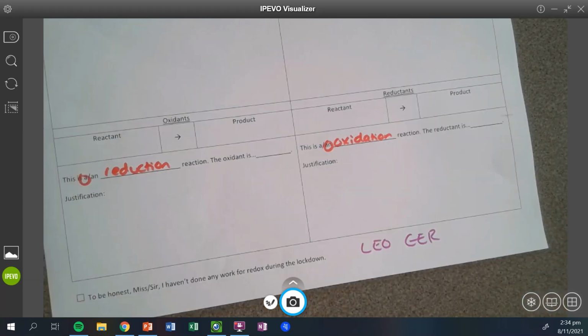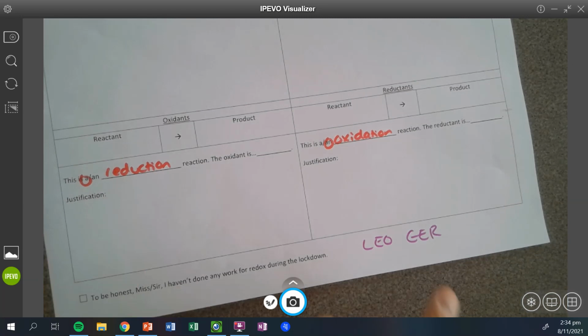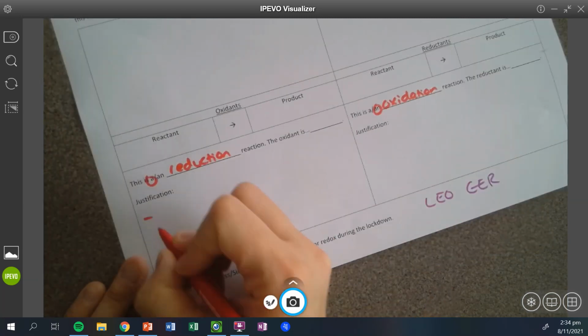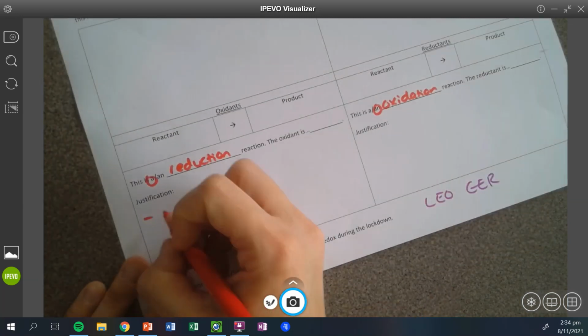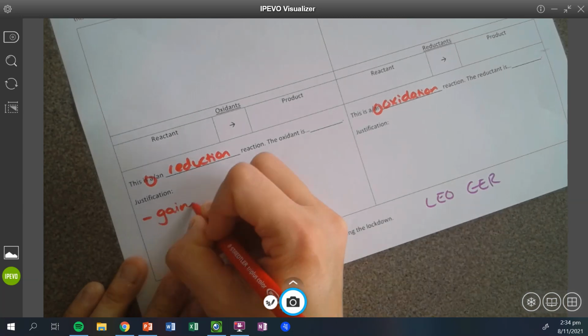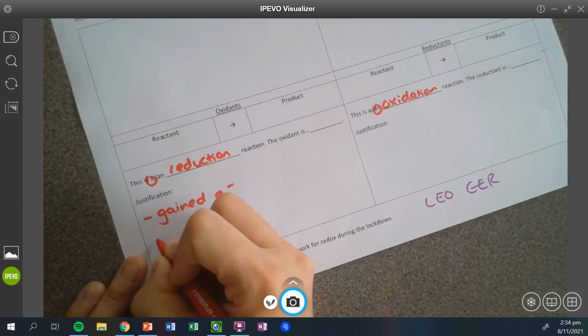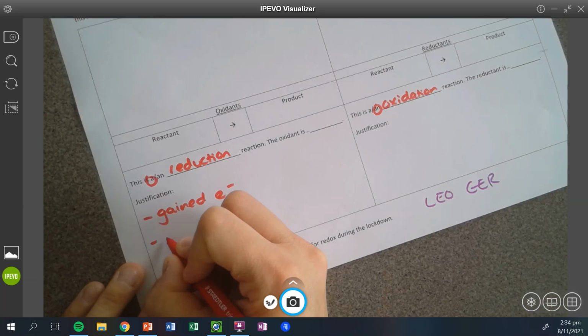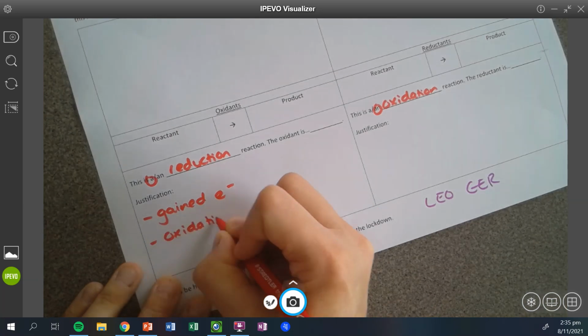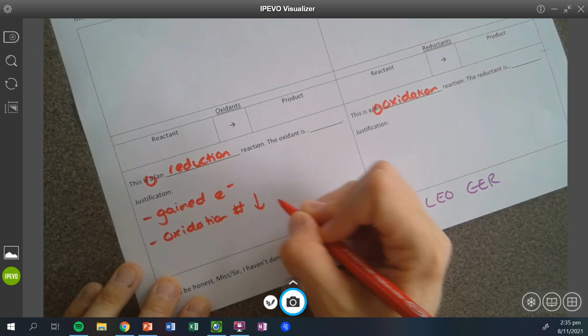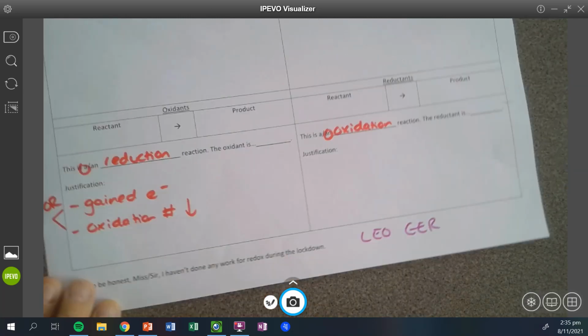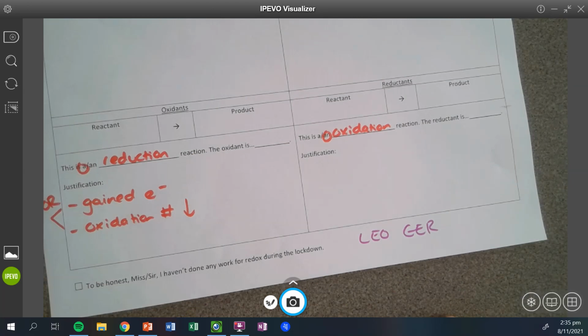So since this is the reduction reaction, there are two different ways I can define it. The first way is that it has gained electrons. Or I could say that the oxidation number has decreased. It is an or option for the achieved. So long as you make one of those statements, you are fine. Are we good so far?